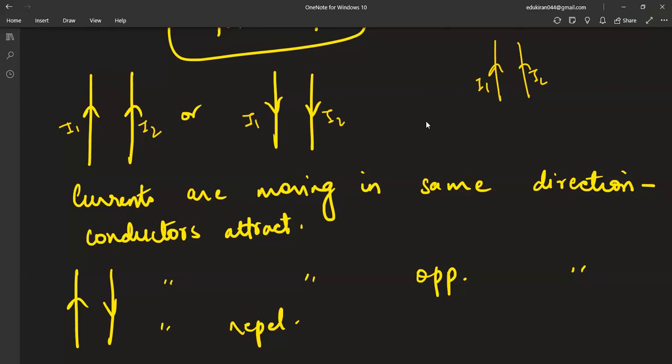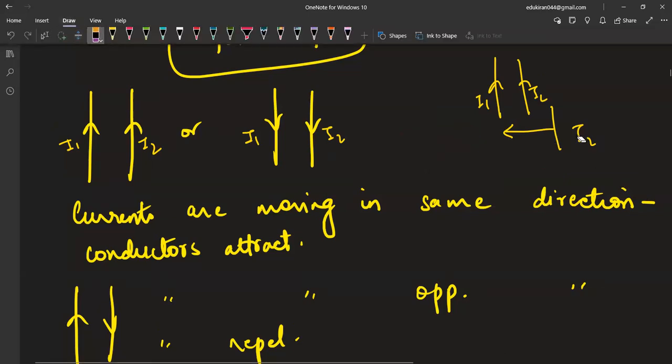It means if this is the first conductor and this is the second conductor, this will move towards that, and that will move towards this. They will attract. So no need to even use your right hand thumb rule. Just check the same direction. This will move towards the right, this will move towards the left. That means they will attract. End of the story. That's it, what you have to remember.